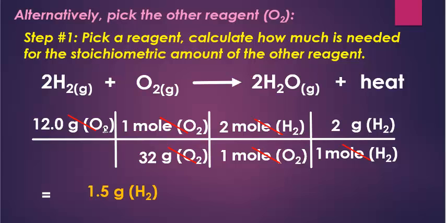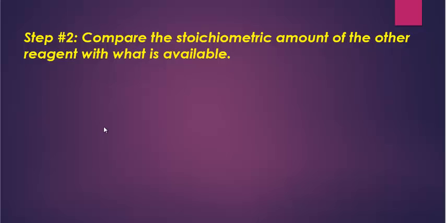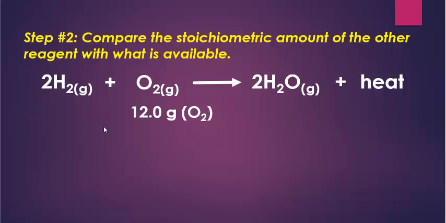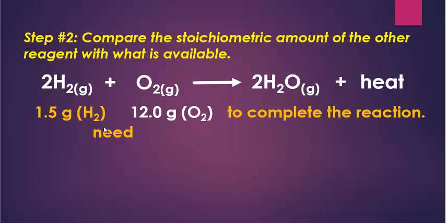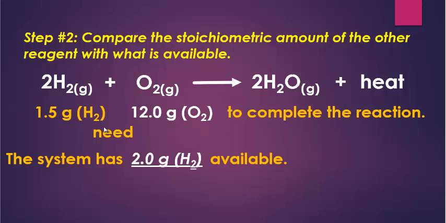You're going to have 1.5 grams of hydrogen gas that is needed to completely react with 12.0 grams of oxygen gas. Step number 2, compare what's calculated and what's available. This is 12.0 grams of O2 needed, 1.5 grams of H2 to complete the reaction. What is available is 2.0 grams of H2. You have more than enough.